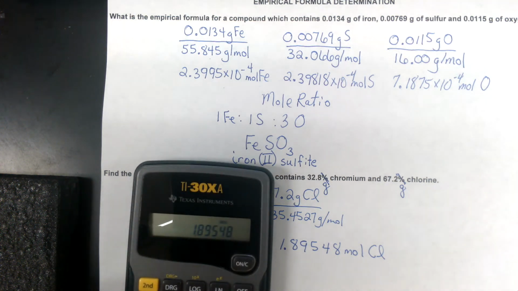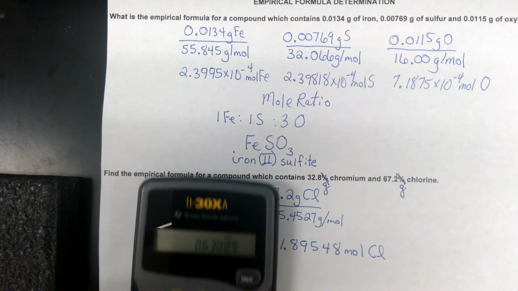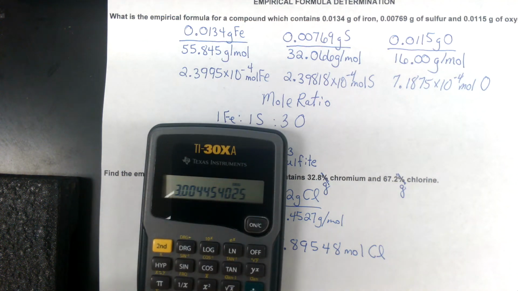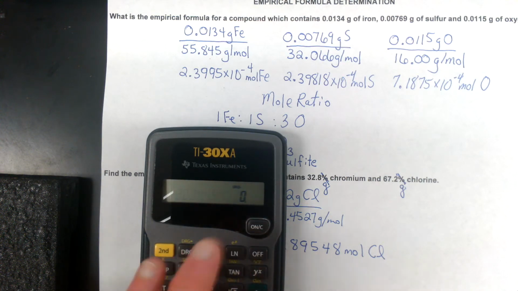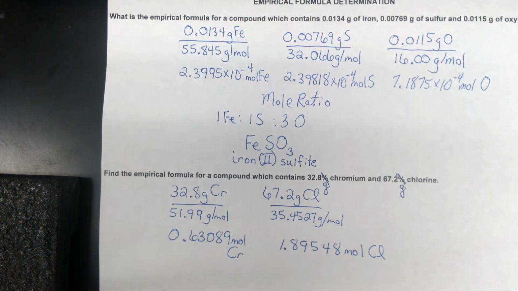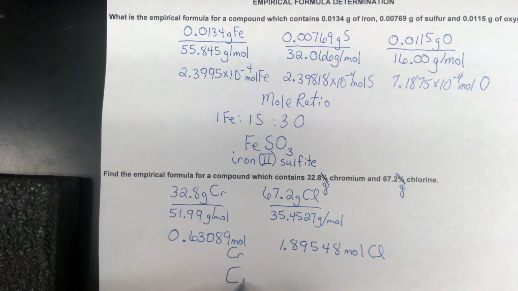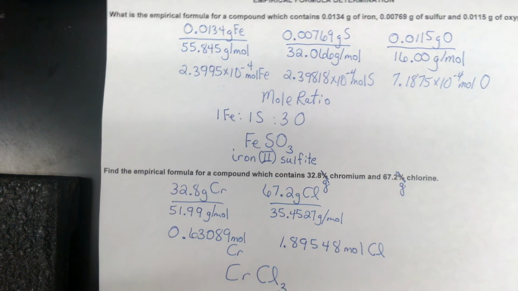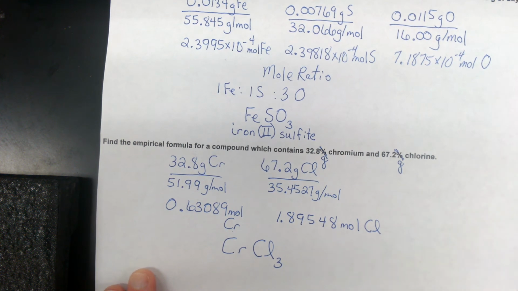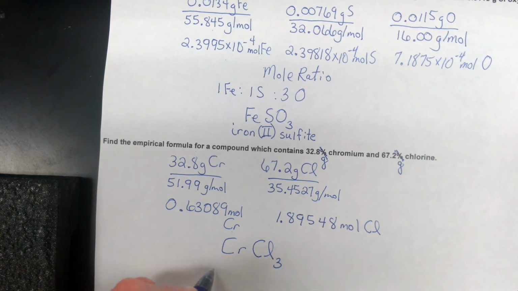1.89548, and let's divide it by the smaller, the 0.63089, I believe it was. Yes. And we'll see what that ratio gives us. See, it's a 1:3.00 ratio. So this helps us see that our empirical formula is chromium to chlorine in a 1:3 ratio, CrCl3.